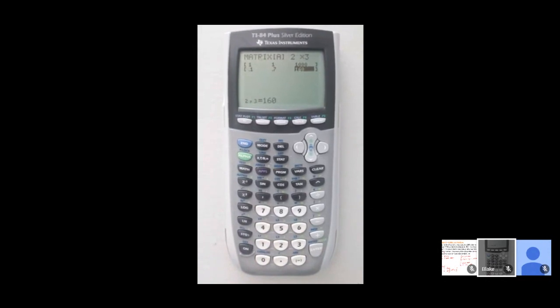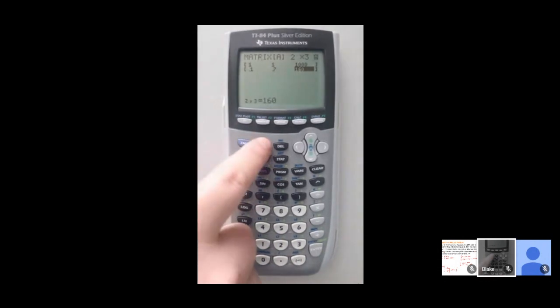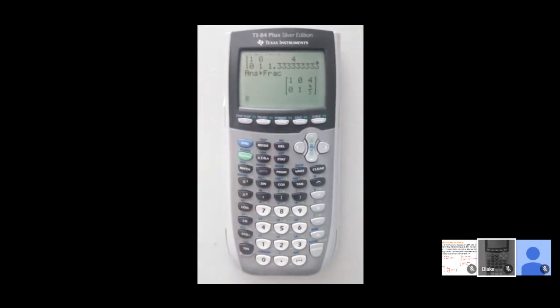Now, again, always go back to your home screen next. I'm going to do second quit. And again, the reason for that is if you don't do that step and you go right back into your matrix menu, whatever you select is going to go into your matrix instead. We need our RREF on our home screen, not in the matrix. Okay, so that's why you have to do second quit here. And now we do second matrix again.